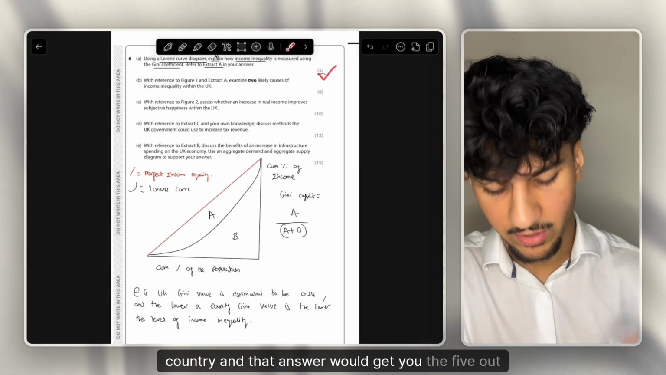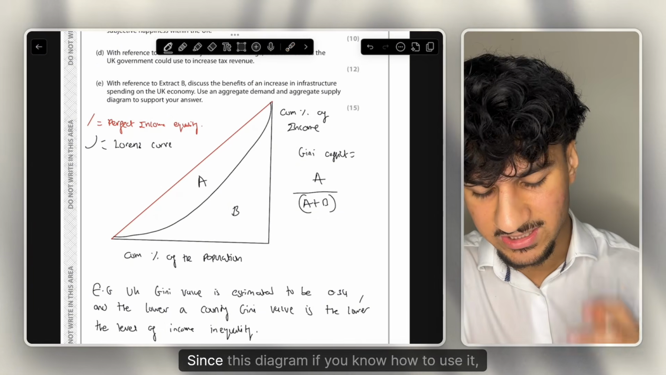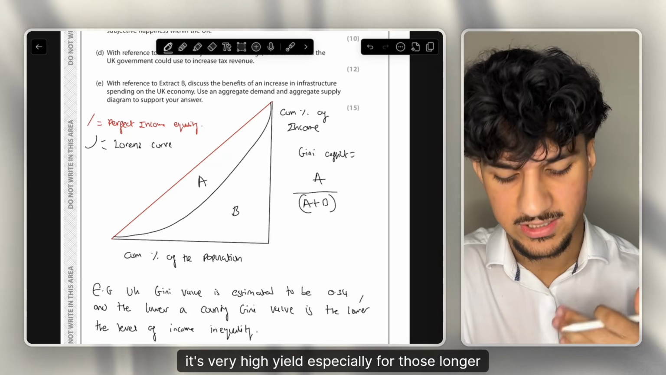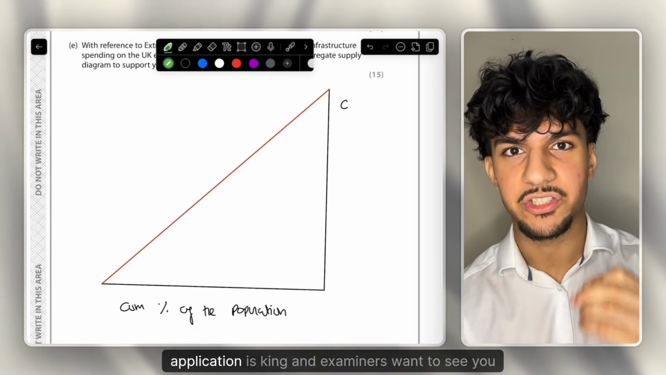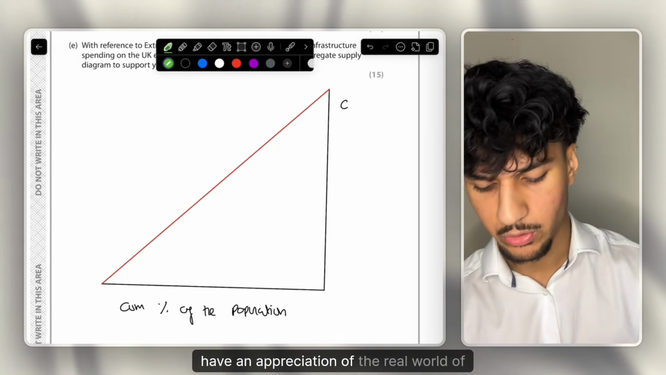And that answer would get you the 5 out of 5 marks in this question, but I am just going to add a bit to it, since this diagram, if you know how to use it, is very high yield, especially for those long answer, the essay questions. Like I always try to emphasize, real world application is king, and examiners want to see you have an appreciation of the real world of economics.